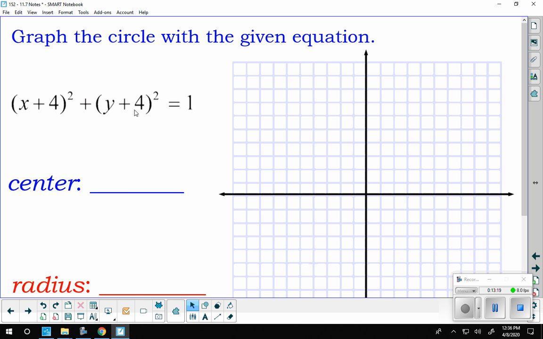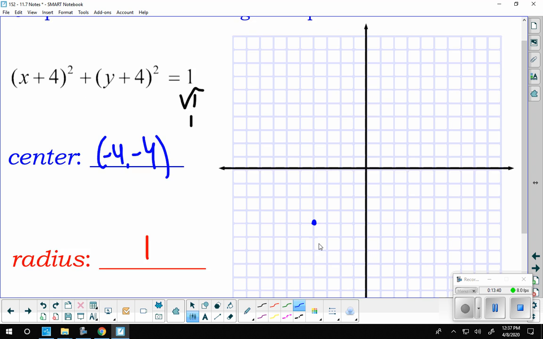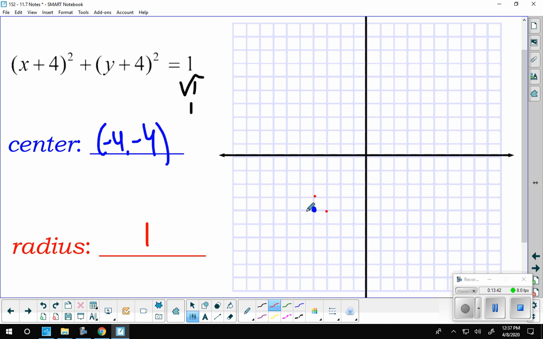All right, this is +4, and this is +4, which means my center is at -4, -4. And what times what is 1? That's just 1, right? The square root of 1 is 1. So my radius is 1. So -4 in the x direction means left 4. -4 in the y direction means down 4. Radius of 1 is going to be a pretty small circle here. And there's my circle. Again, doesn't have to be perfect, just it shouldn't look like a box though.